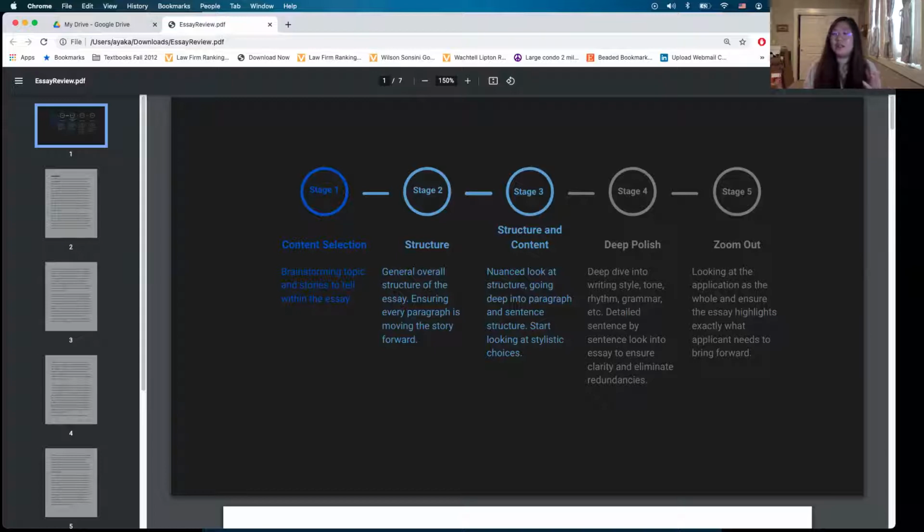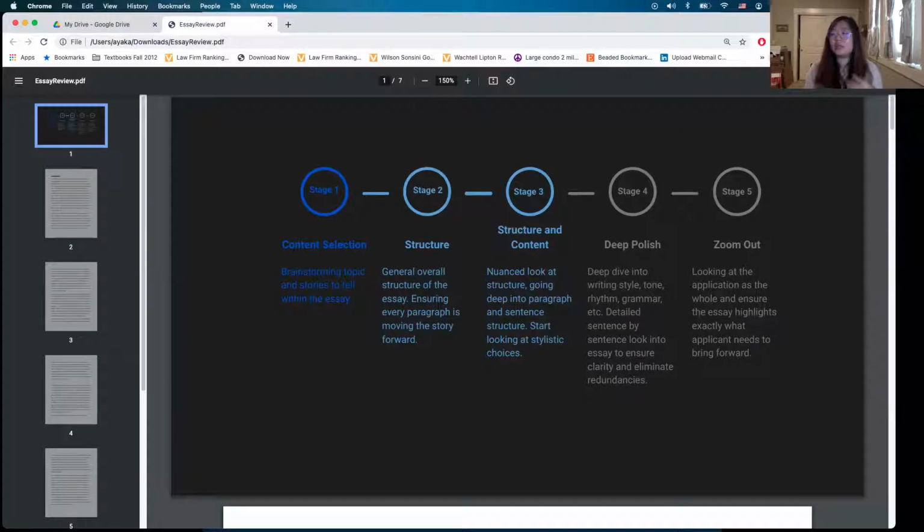Stage 2, we're looking at overall structure, and when you ask someone to read an essay in stage 2, you're going to be making huge changes from draft to draft. You might be cutting whole paragraphs, you might be cutting the essay in half and flipping it. These are when you're going to make those big structural changes to your essay.